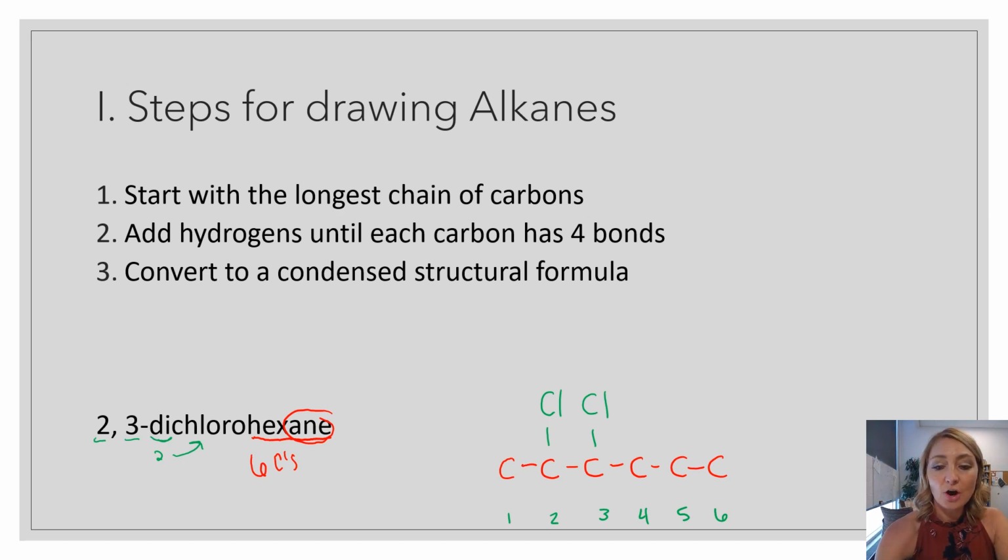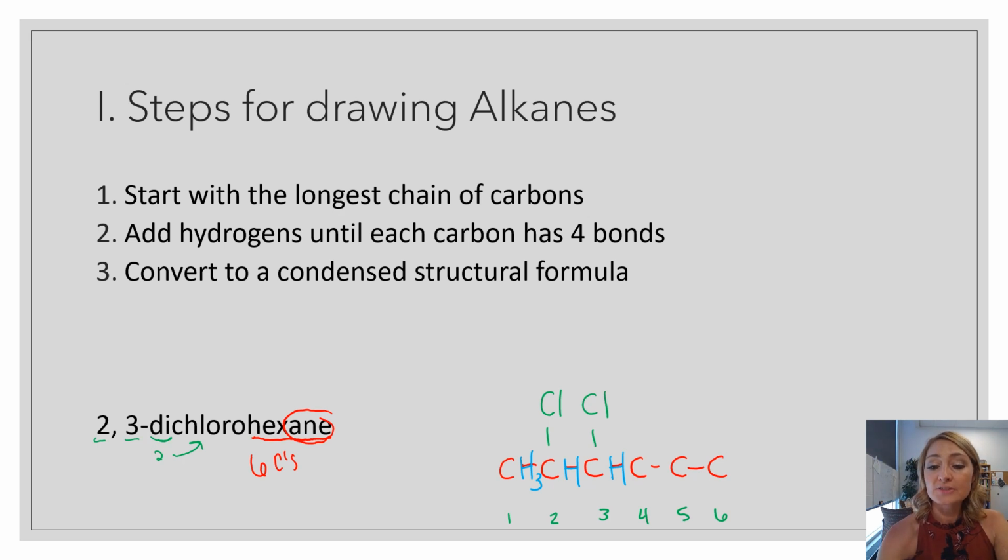So this first carbon has 1 bond, so it will need 3 hydrogens coming off of it. This second carbon has a bond to a carbon, a chlorine, and another carbon. It only needs 1 additional hydrogen, so I'm not going to put any subscript after the H. My third carbon, same situation. It's bonded to 2 carbons and a single chlorine, so we just need a single hydrogen to complete the octet.